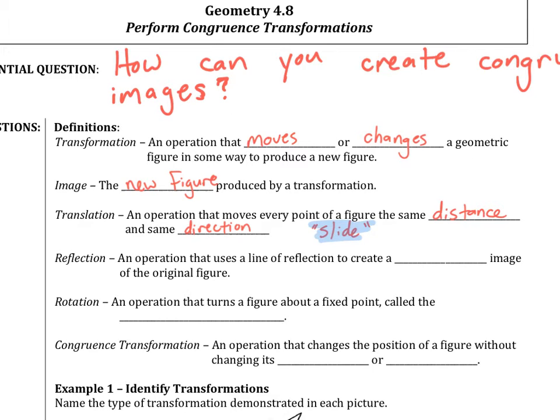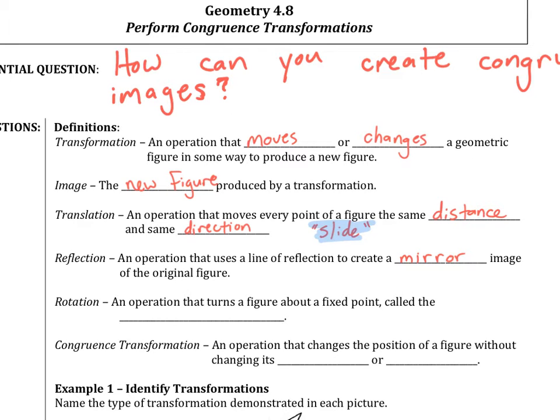A reflection is an operation that uses a line of reflection to create a mirror image. The best way I can think of it is like, you open a book and there's a picture of a triangle. When you turn the page, it kind of flips it over to the other side. That's kind of like what a reflection does, it flips it over a line.